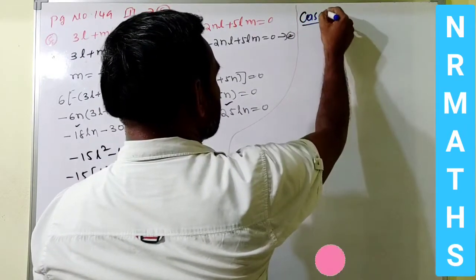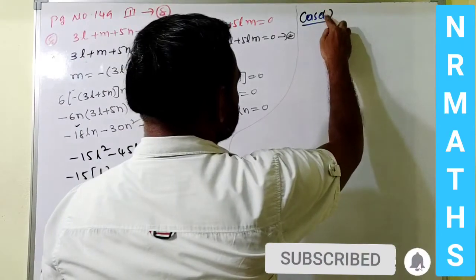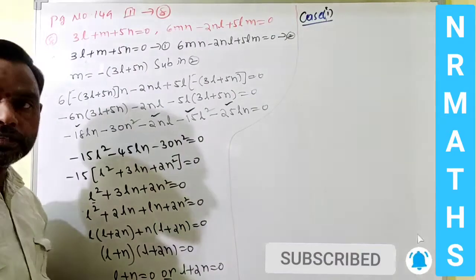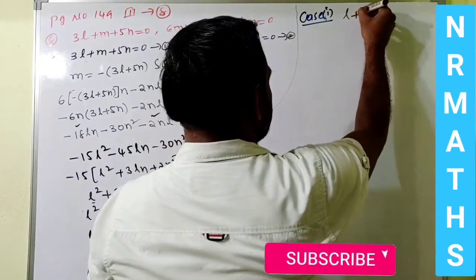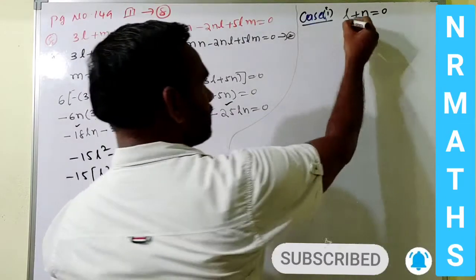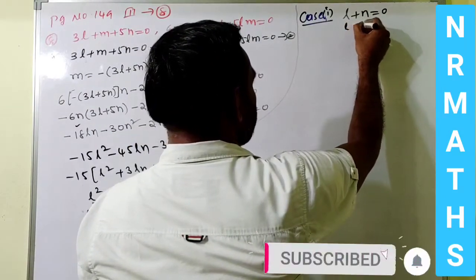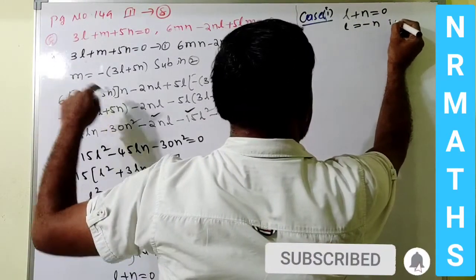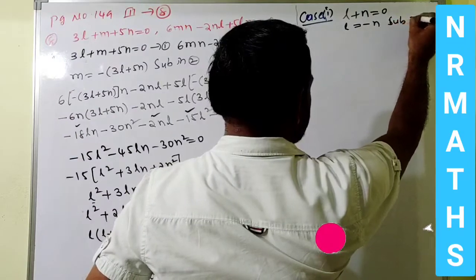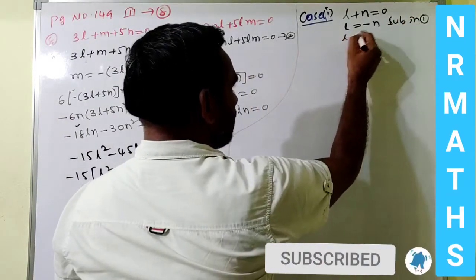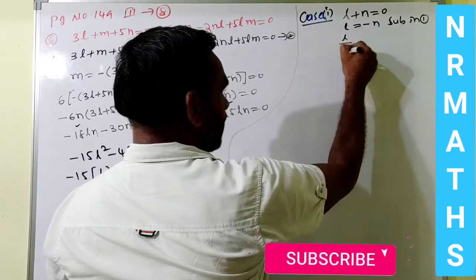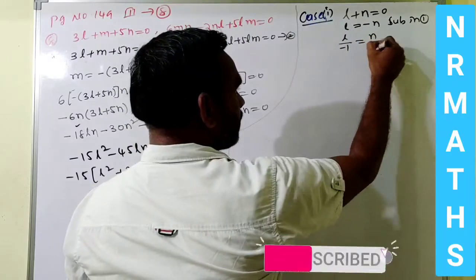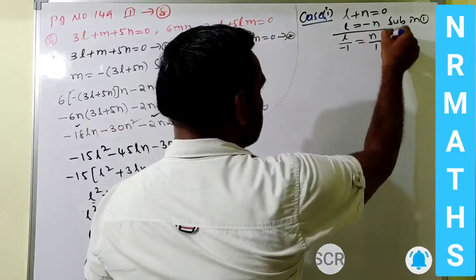Case 1: L plus N is equal to 0. Now write L is equal to minus N. Write like this: L by minus 1 is equal to N by 1, where the N coefficient is minus 1 and the L coefficient is 1. This is the first condition here.